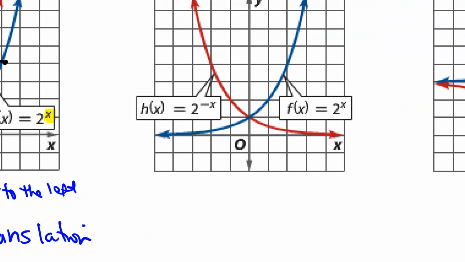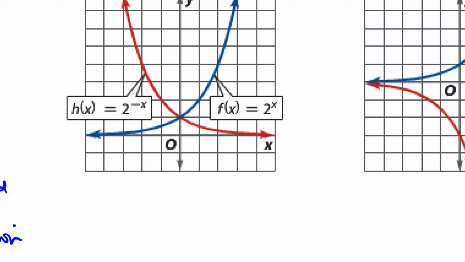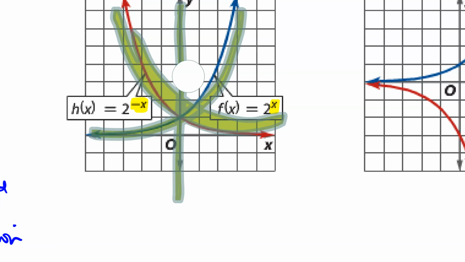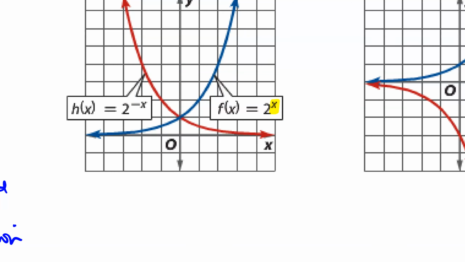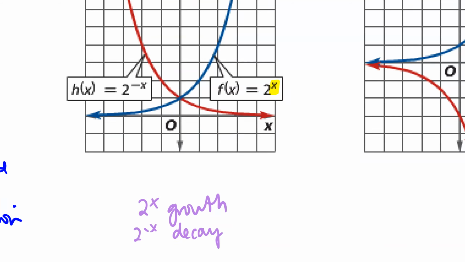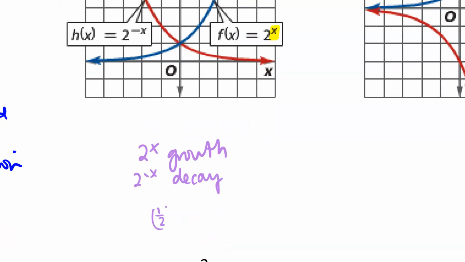Now, this is a little different than the middle one. If you look at what's different, we have a negative versus a positive. So we have a reflection over the y-axis, right? If I take this guy and flip it over the y-axis, it turns into the other graph. So remember, 2 to the x is growth, and 2 to the negative x is going to be decay, because if I rewrite it, it's the same thing as 1 over 2 to the x. So this is just reflection over the y-axis.